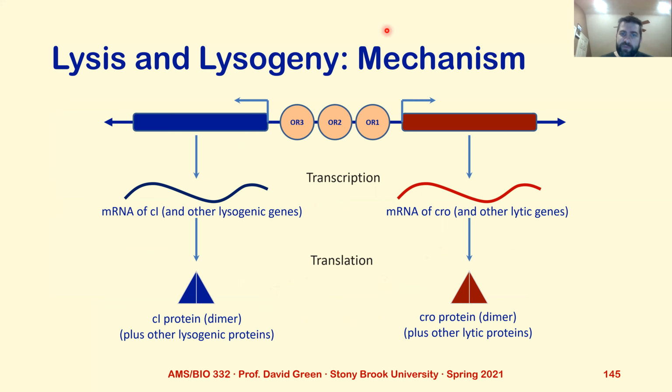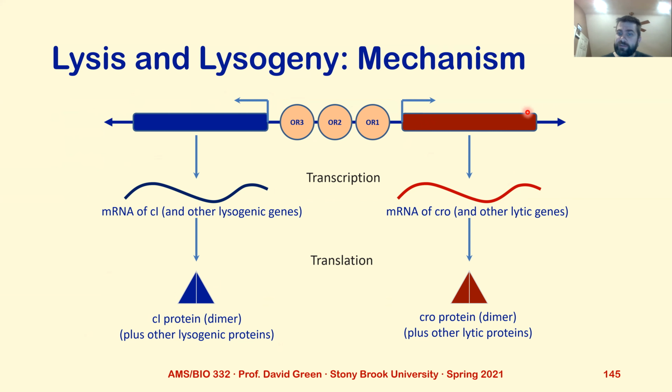So putting this together, we have this genetic structure where one half of the DNA has the potential to make a messenger RNA that codes for CI, a transcription factor, as well as the other mRNA for lysogenic genes. And of course, that mRNA can then be translated and then folded into a CI protein, which again typically forms a dimer, as well as the other proteins responsible for lysogeny.